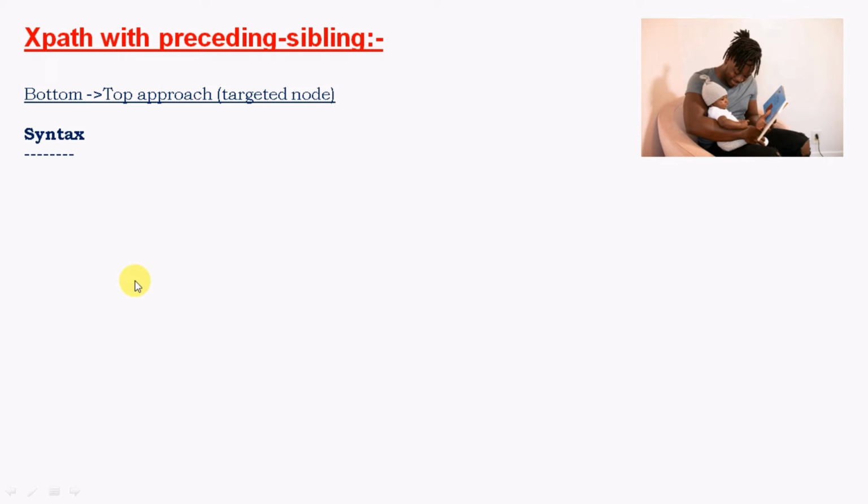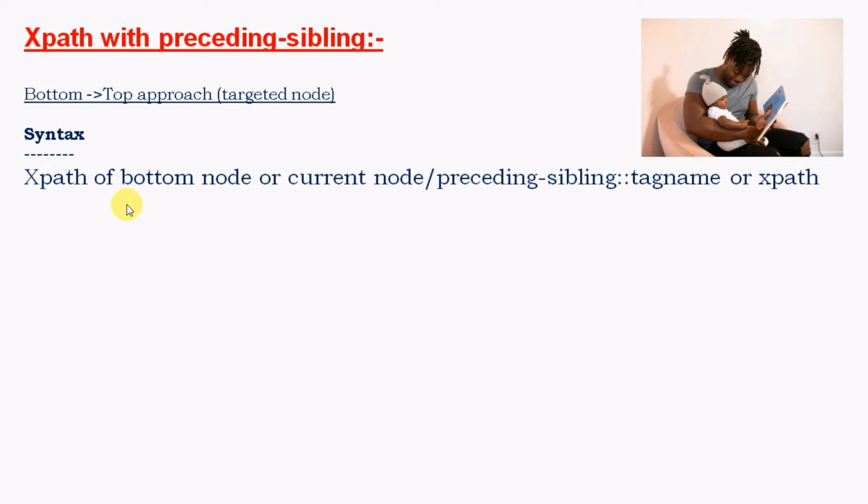Now let's understand the syntax. So here is the syntax. So first I will write the XPath of the bottom node. Okay, the complete XPath for the bottom node or the current node. We have already understood the condition, there should be the parent-child relationship. In that one, for all the children, you need to write the XPath of the bottom node or the current node first. Then put the slash symbol, then preceding-sibling.